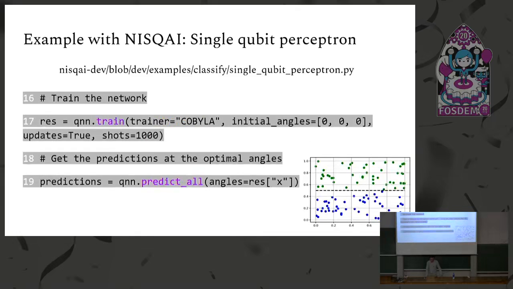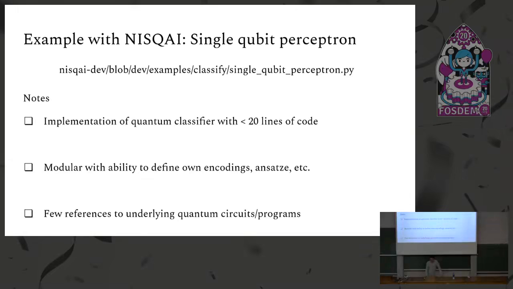Once we have this, now we can train. I'll just go through this quickly. This is the standard thing in machine learning. And then once you train, you can get all the predictions. And here in this case, you are able to correctly classify all of this data. So that's one example that we have. There are a few others.